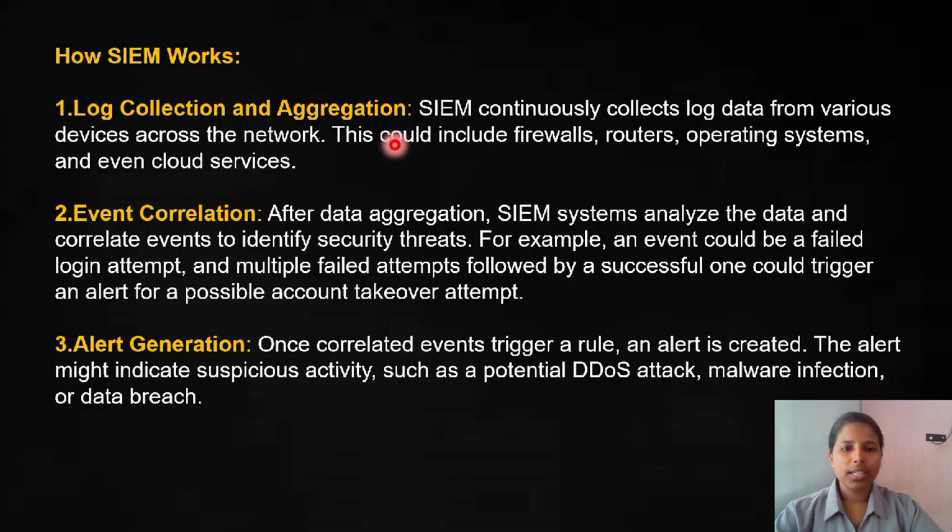Firstly, as I said, we have to collect the logs, and the collected logs are continuously analyzed from various sources, as I said, from the firewall, routers, etc. Then we do the event correlation, which means we analyze the data to find any failed login attempts, if any issues are there. If we find any issue, then next it will be alert generation. It will help us find the alert based on the pattern or the rules.